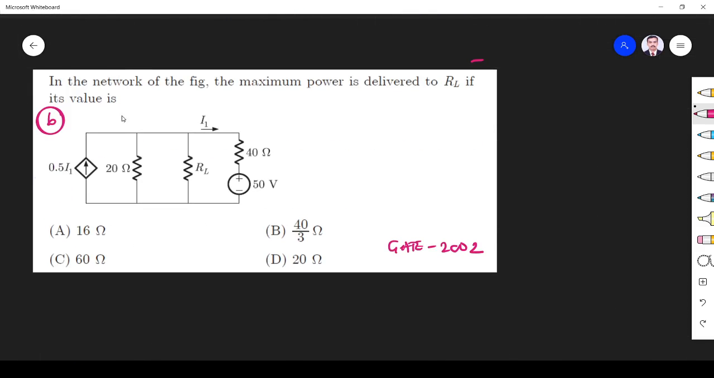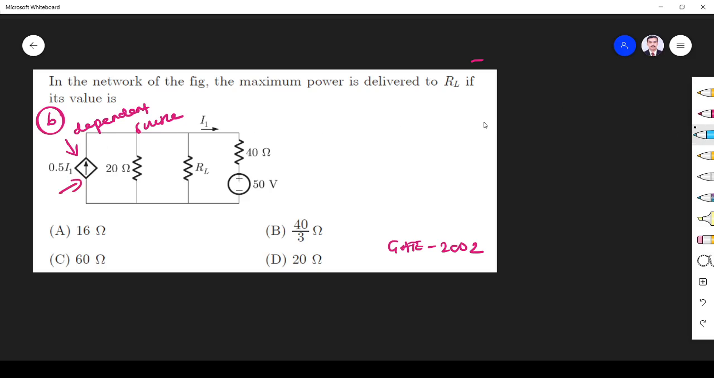Next one, in the network of the figure, maximum power is delivered to the load if the value... So I have to find the maximum power delivered to the load, the power through this load. But you see the question, we have a dependent source, right? Whenever we have a dependent source, we can find only R Thevenin. We cannot find V Thevenin. For the maximum power transfer theorem, we have to find both V and R.